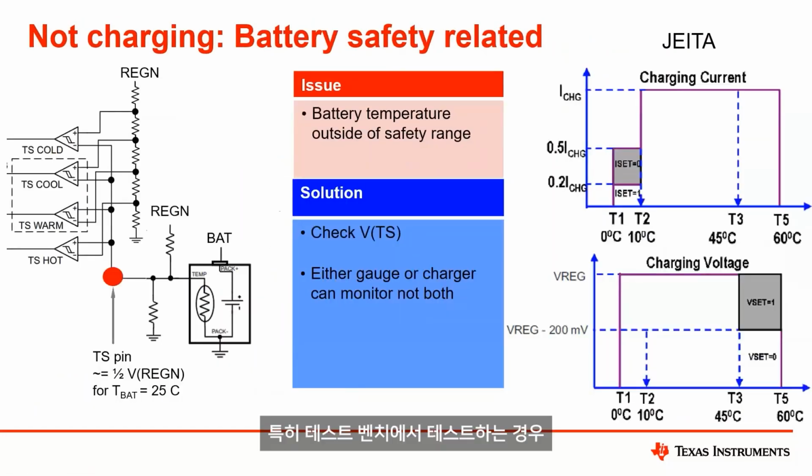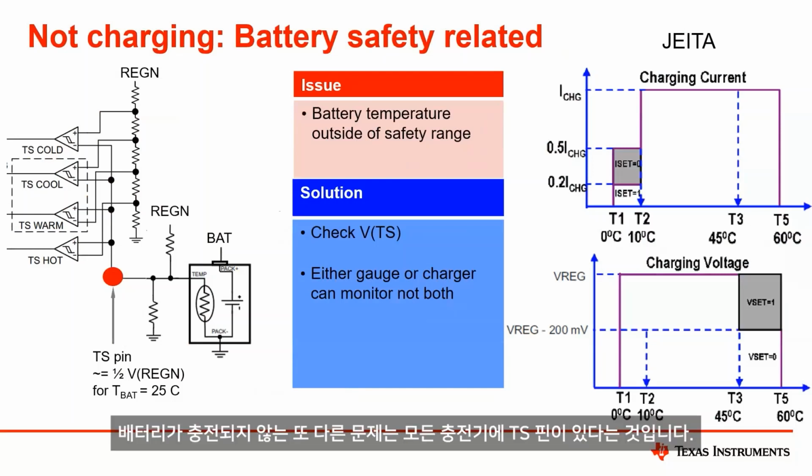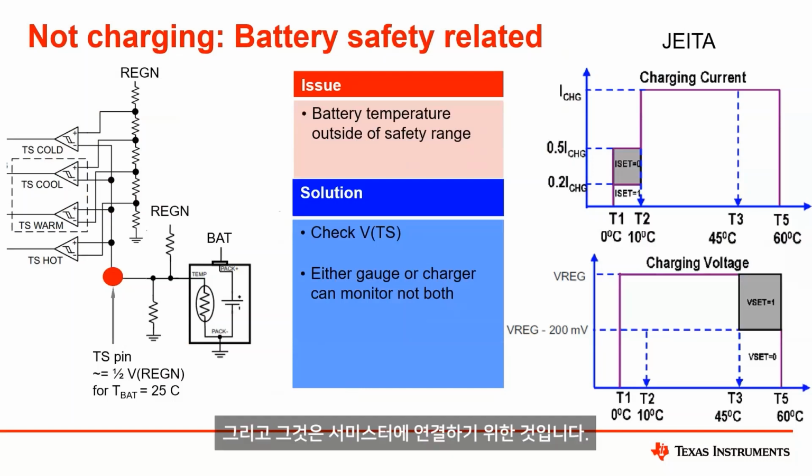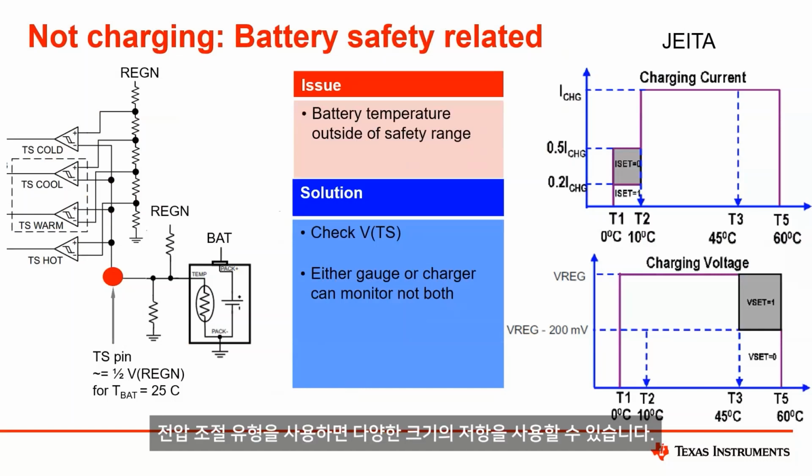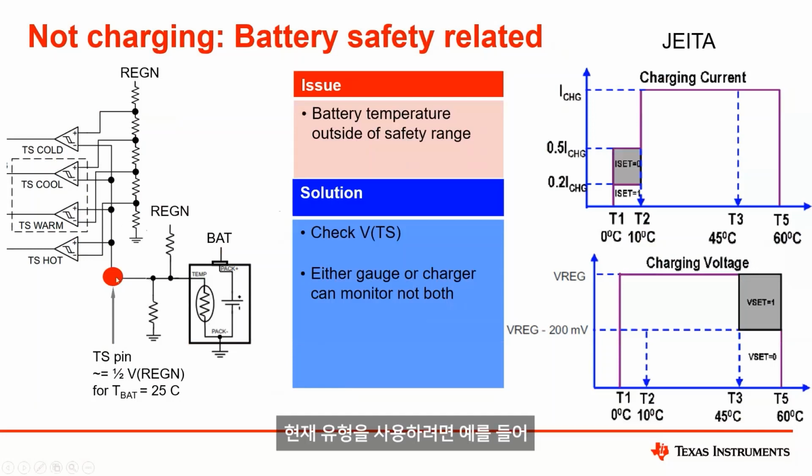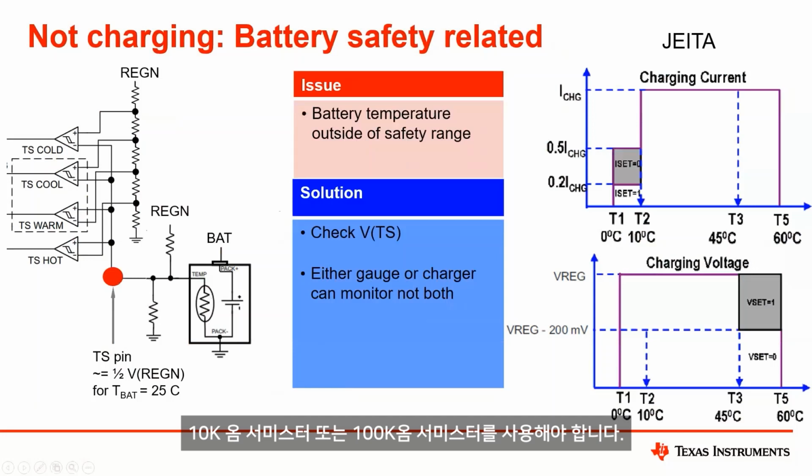Another issue that we've seen with the battery not charging, especially if you're testing on a test bench, is all of our chargers have a TS pin, and that's short for temperature sensing, and it's intended to connect to a thermistor. Now we do have two different types. I'm only showing the voltage regulating type of TS pin. We do have a current type where the only thing you connect is the thermistor. The voltage regulating type allows you to use a resistor of different sizes. The current type requires you to use, for example, a 10 k ohm thermistor or a 100 k ohm thermistor.